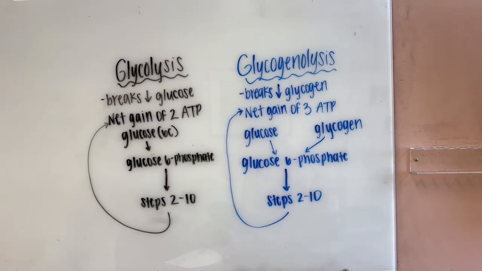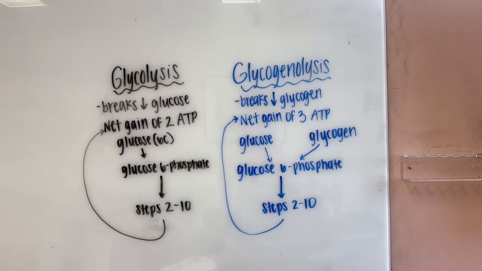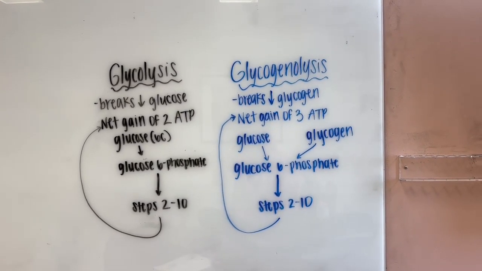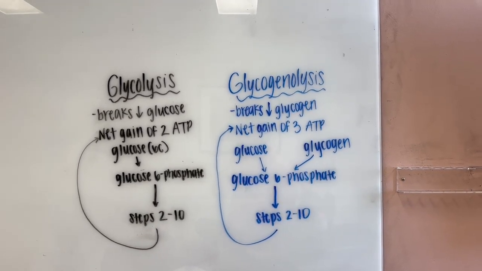So they're both a series of 10 steps where one molecule is converted into another molecule. And the 10th step is where we get to pyruvates. And these 10 steps can be broken down into 3 stages.